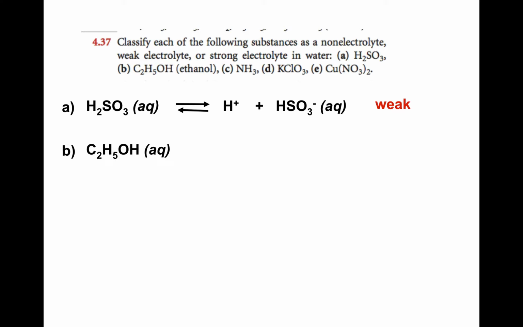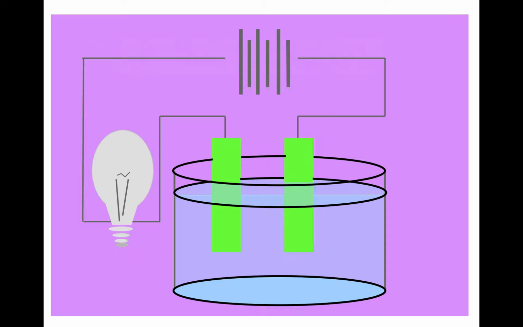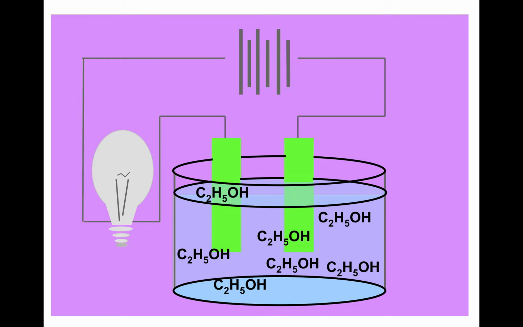When I put ethanol in the water, it's not going to light the light bulb at all. There is no ionization. So the H does not pop off the O, and there are extremely small trace amounts of ion in there, not enough to light the light bulb. A non-electrolyte.